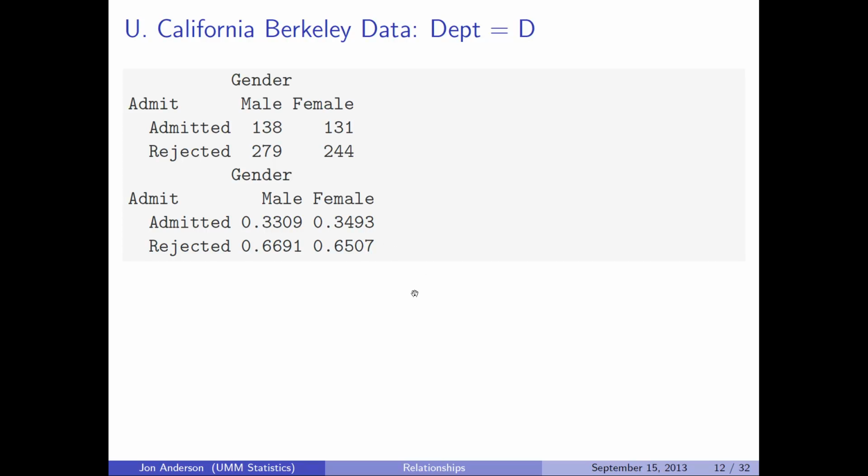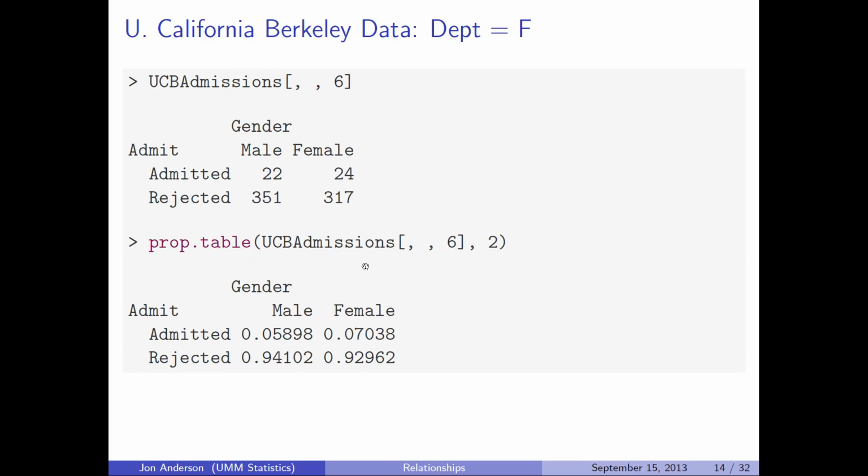Let's take a look at Department D. Looks like about 35% of females got in. Looks like about 33% of males got in. There's no real advantage for males there. Let's take a look at E. A little bit of advantage for males there, a couple of percentage points, but it's not very big. Let's take a look at F. A little bit of an advantage for females, 7% getting in as opposed to 5%.